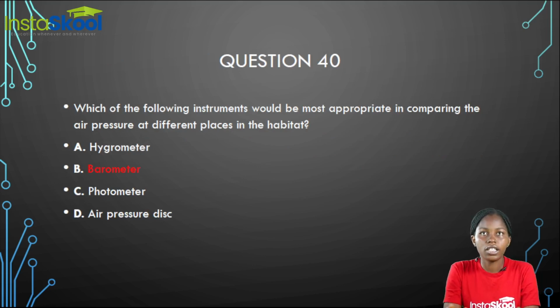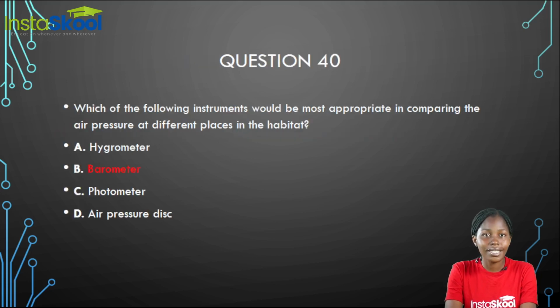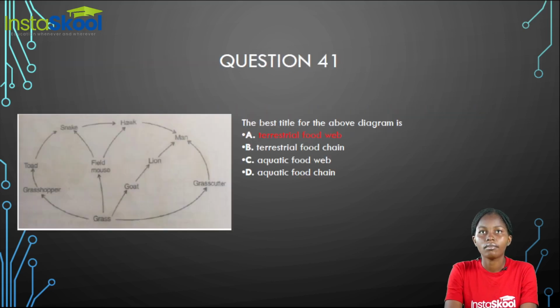Which of the following instruments will be most appropriate in comparing the air pressure at different places in a habitat? When we want to get the atmospheric pressure or the air pressure in an area, we use an instrument known as the barometer. This barometer also helps to predict the weather condition of a particular habitat. So our answer is our option B, which is the barometer. We now move on to question 41.